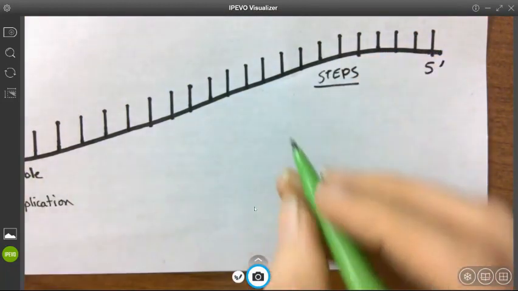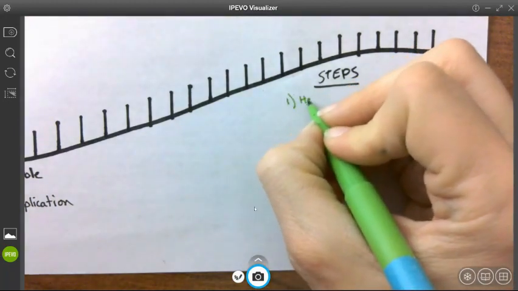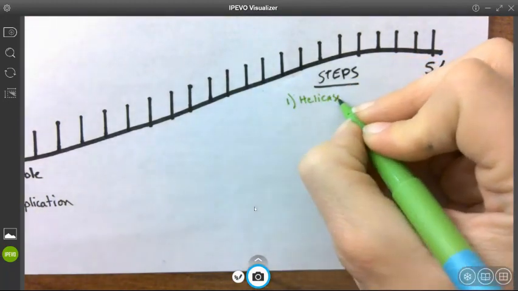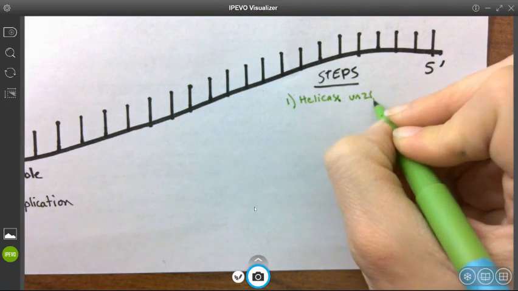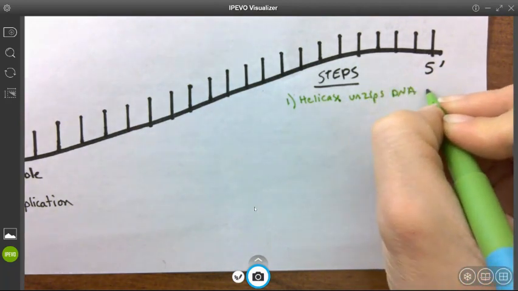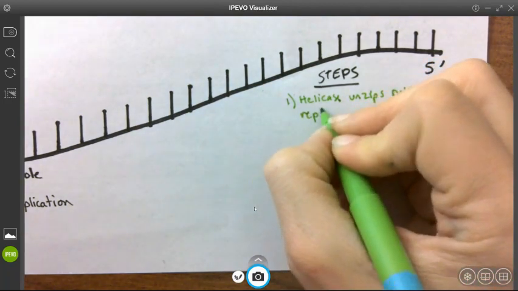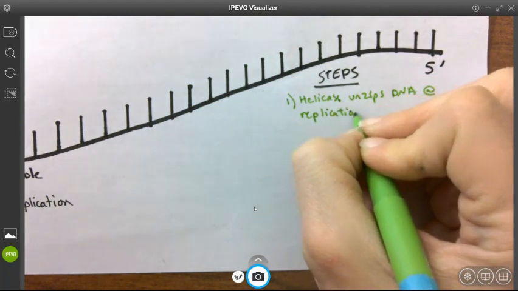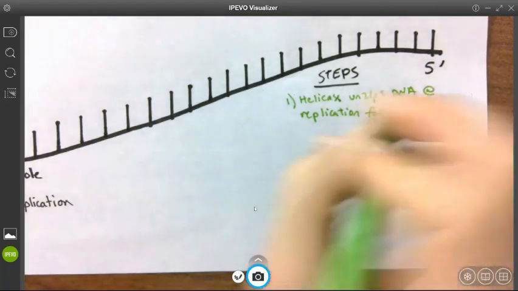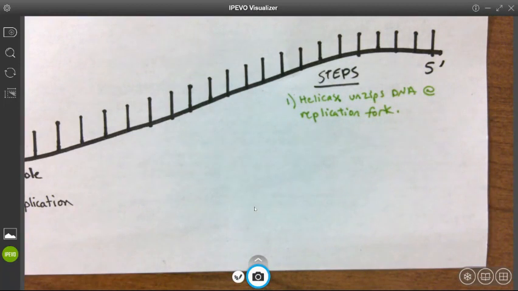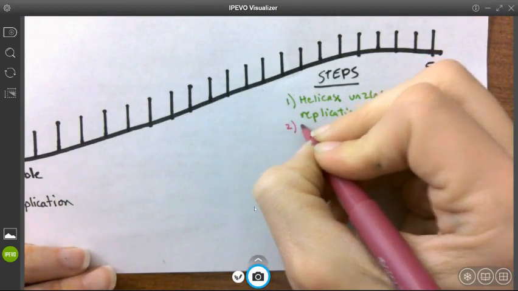So in step 1, the helicase unzips the DNA at the replication fork. And of course, the single-stranded binding protein stabilizes it, and the topoisomerase relieves the twisting stress. And next we have the primase.